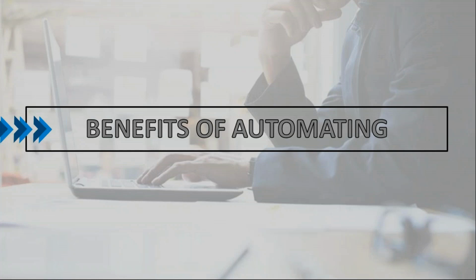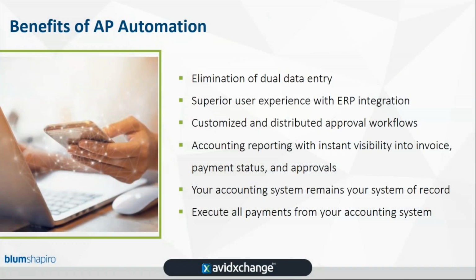Some of the benefits that we see around automating, there's a number of them that companies are experiencing when they move from a manual to an automated system. One is just the elimination of dual data entry. Like David was saying, typically with a manual system, you get an invoice in, you key that information in, and then you have to key it into the accounting system. With an automated system, all of that is done automatically.